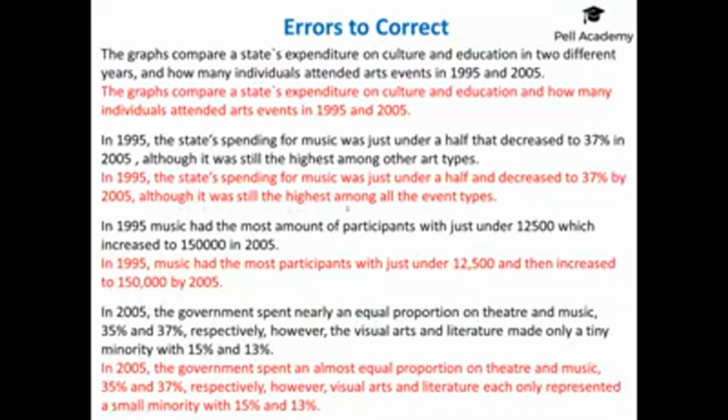"Although it was still the highest among all the event types." That was just cleaning up this little bit here. "Highest among all the event types" is more accurate. The third one then: "In 1995, music had the most participants." This year, "most amount of participants" we wouldn't say. So just "most participants," or "the highest number of participants" would have been fine. "With just under 12,500, and then increased to 150,000 by 2005."